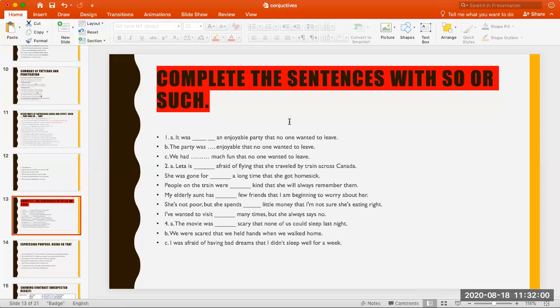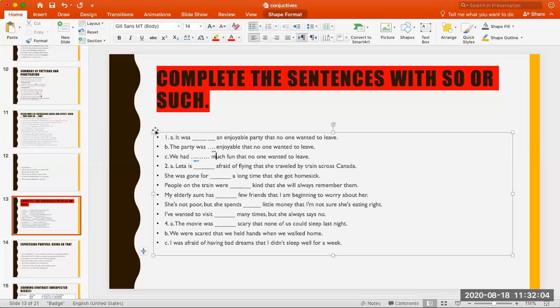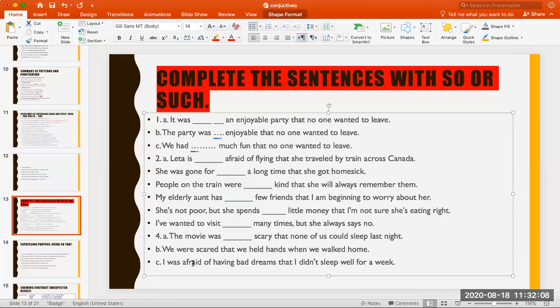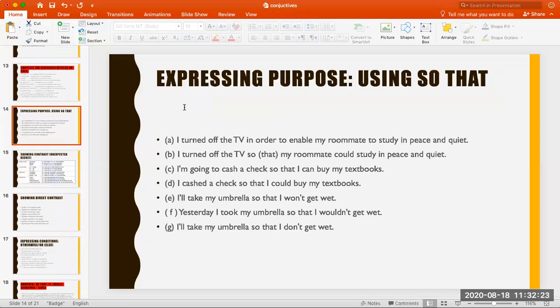There's another exercise here. Complete using either so or such. So remember, it depends on the rule we have here. Don't forget the exceptions that I went through very quickly. It was an enjoyable party. Noun, adjective. So it was such an enjoyable party. The party was so enjoyable that no one wanted to leave.